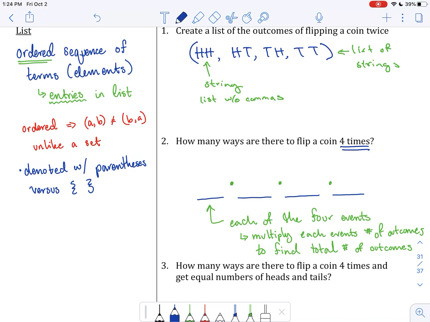Each of these 4 events only has 2 possible outcomes, heads or tails. So you put in the number of outcomes for each event, and multiplying that together, we end up with 16 different outcomes for flipping a coin 4 times. This works really well for broad categories.